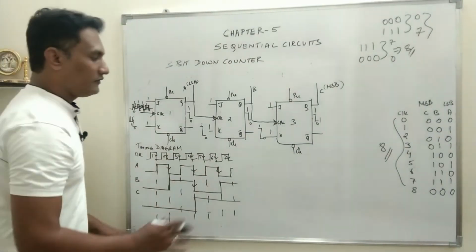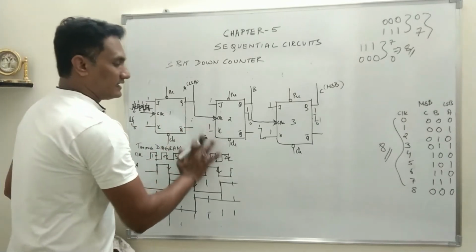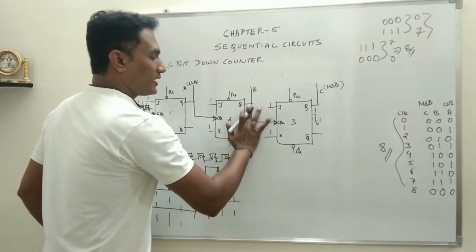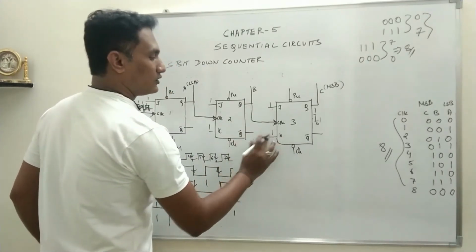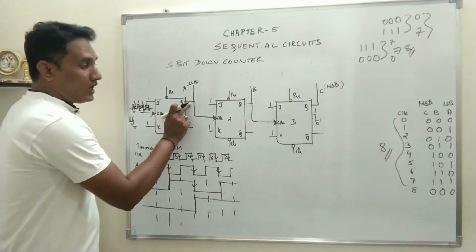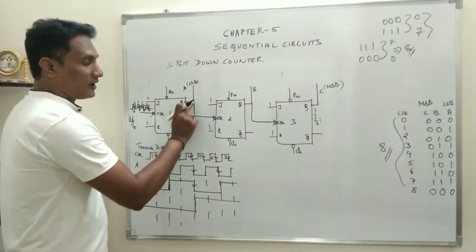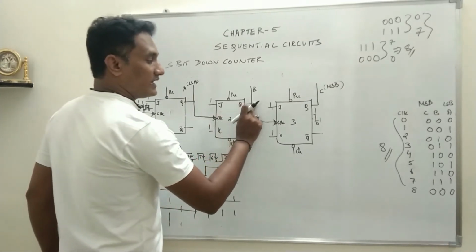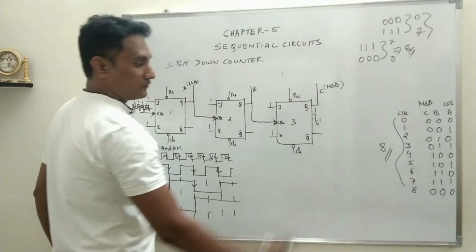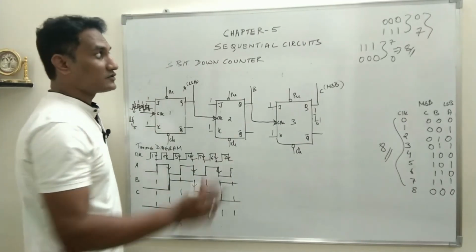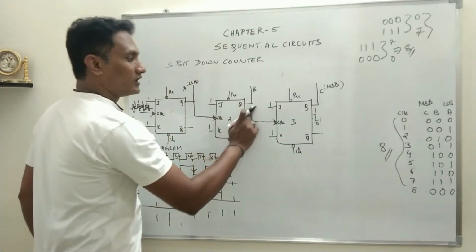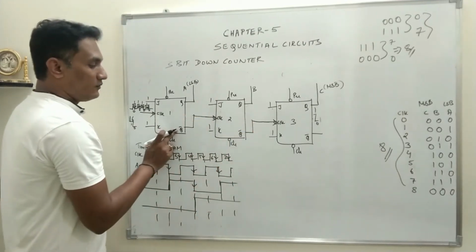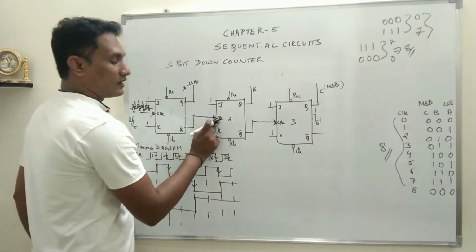The only modification which has to be done in the circuit, please see the circuit. For the up counter, the Q output of the first flip-flop is connected as the clock input for the second. The Q output of the second flip-flop is connected as the clock input for the next stage. The modification which has to be done to design a 3-bit down counter is that the Q bar output of the first is connected as the clock input for the second.